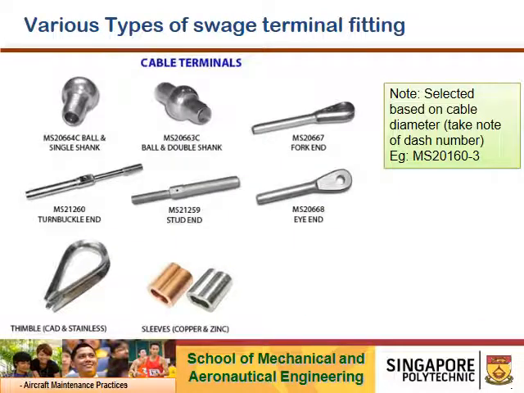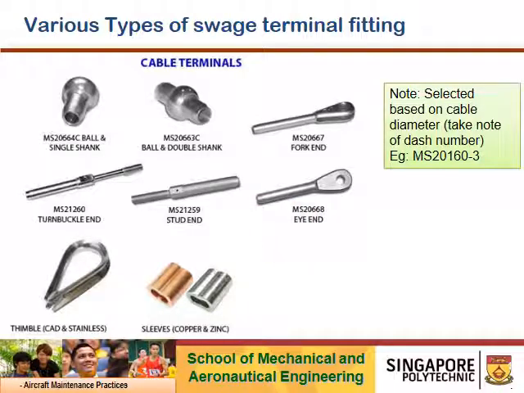So these are various types of swage terminal fittings available for us. This is the ball type. Your cable actually inserts into this fitting, and you have a compressive force that swages onto this portion and clamps onto the cable. Same thing goes for the fork end, turnbuckle end, threaded end, or eye end fitting.